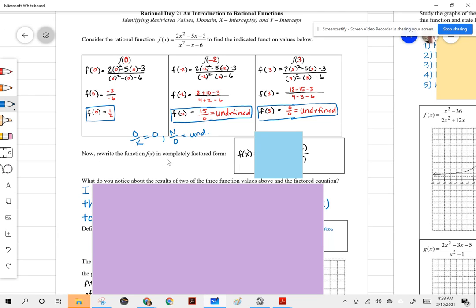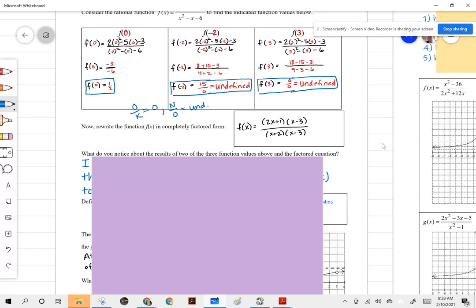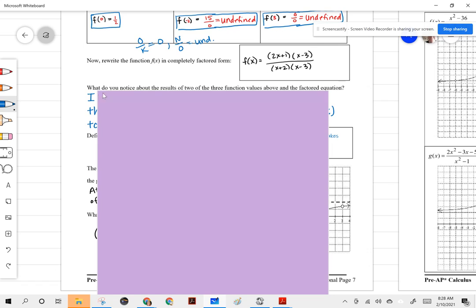Now they want you to rewrite the function in factored form. So pause the video, make sure that you can factor that. And this is what you get when you factor f of x. Okay, so now it says, what do you notice about the results of 2 of the 3 function values above and the factored equation? So look at the 2 results from above, 2 out of the 3, and connect them to the factored equation.